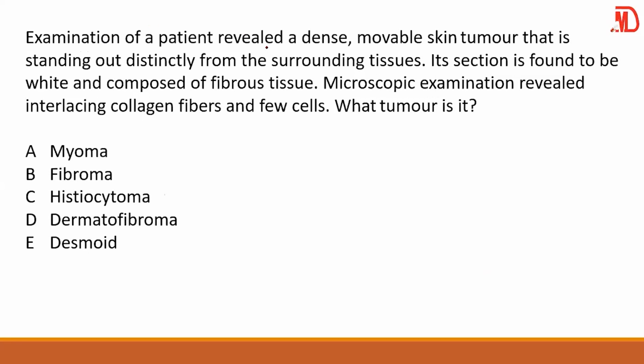We have an examination of a patient that revealed a dense, movable skin tumor that is standing out distinctively from the surrounding tissues. Its section is found to be what? White and composed of fibrous tissue. What tumor is it? They've told you the origin of this tumor. It is white and composed of fibrous tissue. So definitely you're thinking of a fibroma.